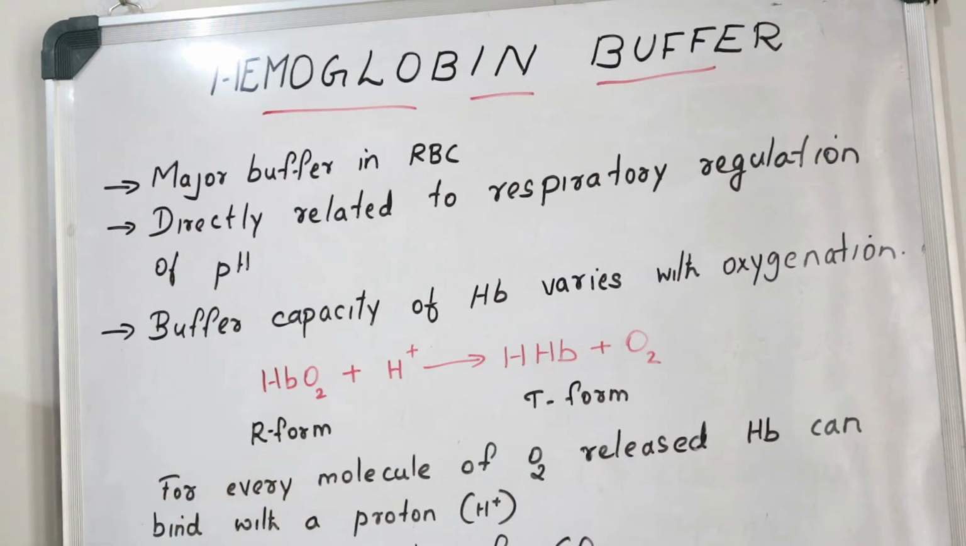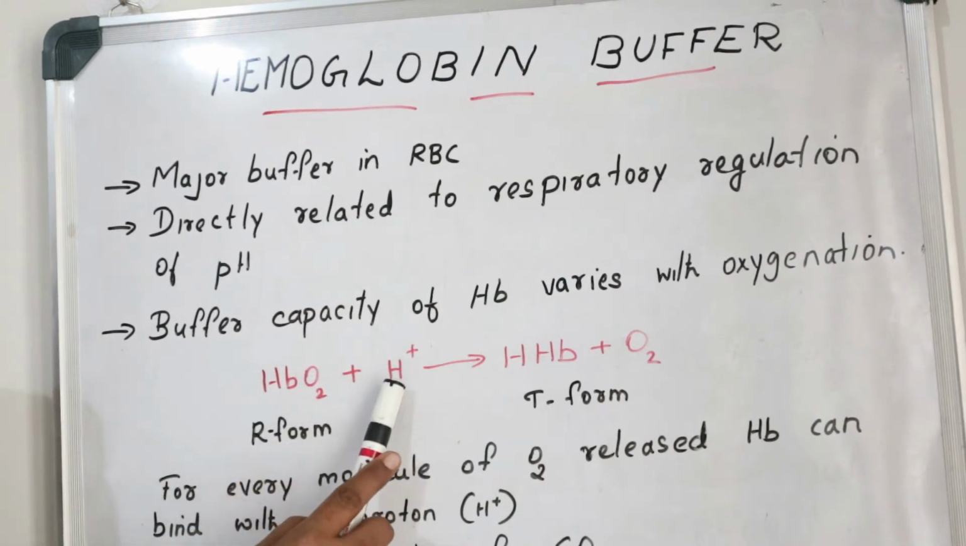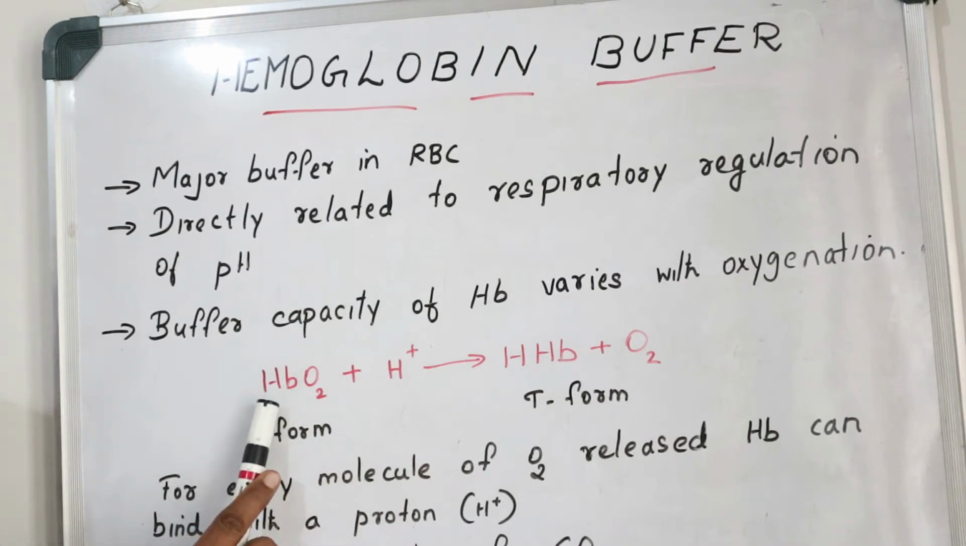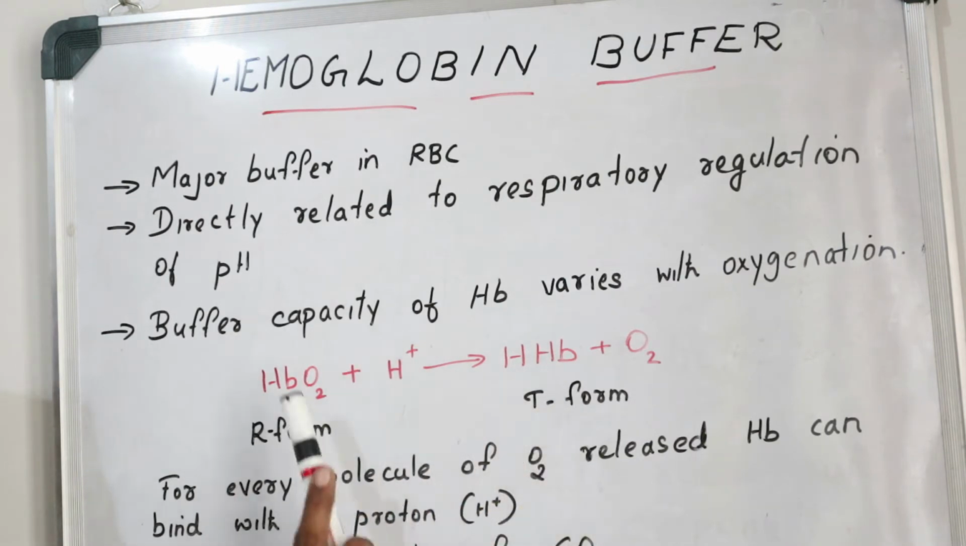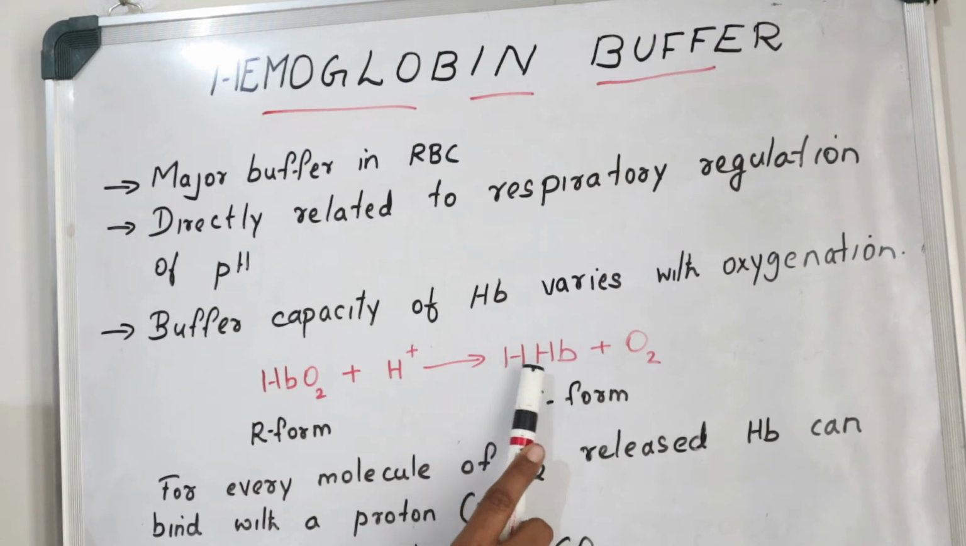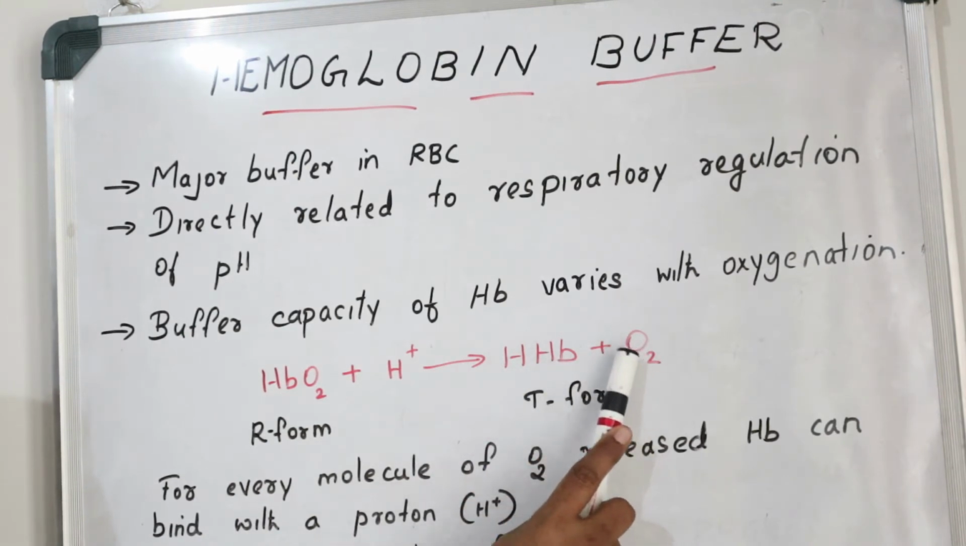So come back. We know during metabolism, there will be continuous production of carbon dioxide in tissues. So what happens is this HbO2, that is in the R form, undergoes a conformational change. And the oxygen is released and instead H plus ions bind to it. So for every molecule of oxygen released, hemoglobin binds with one H plus, one proton, and this R form switches to the T form, that is deoxyhemoglobin, and the oxygen is released and taken up by the tissues. So that's what happens in this transport.